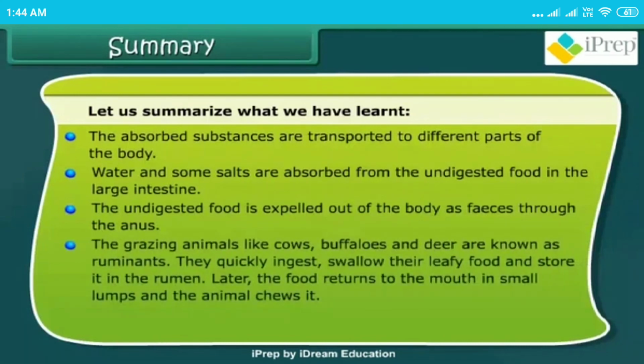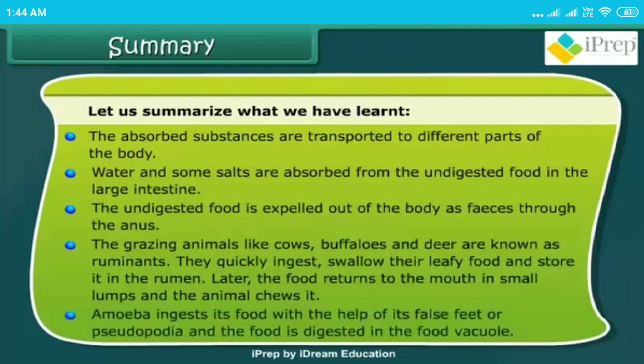The grazing animals like cows, buffaloes, and deer are known as ruminants. They quickly ingest, swallow their leafy food, and store it in the rumen. Later, the food returns to the mouth in small lumps, and the animal chews it. Amoeba ingests its food with the help of its false feet or pseudopodia, and the food is digested in the food vacuole.